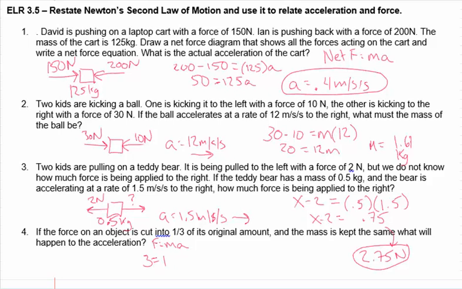If we have a force of 3 and a mass of 1, and we're solving for acceleration, then 1 times a is just a, so acceleration would be 3. Now let's figure out what happens if we cut the force by a third. A third of 3 is 1, and the mass stays the same. So now 1 equals 1a, and a equals 1. So it looks like if we cut our force by a third, we also cut the acceleration by a third. So acceleration goes down by a third.